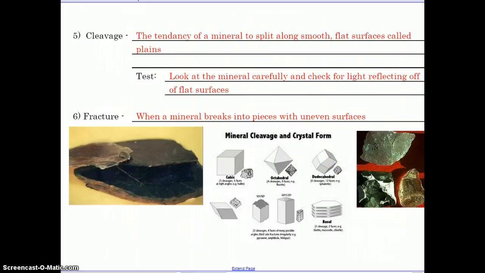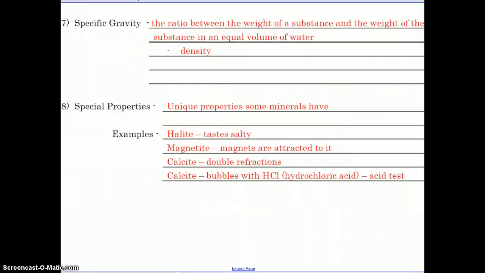These are some of the main characteristics of minerals, and we'll talk more about the special characteristics in another video. The specific gravity is basically its density, the ratio between the weight of the substance and an equal volume of water, and there are other special properties like the salty taste for halite. Don't ever taste the minerals in a lab, please. Magnetite, magnets are attracted to it. Calcite has double refraction or bubbles with acid. I show all of those in another separate video called Special Properties of Minerals, so you can see some of those as well.